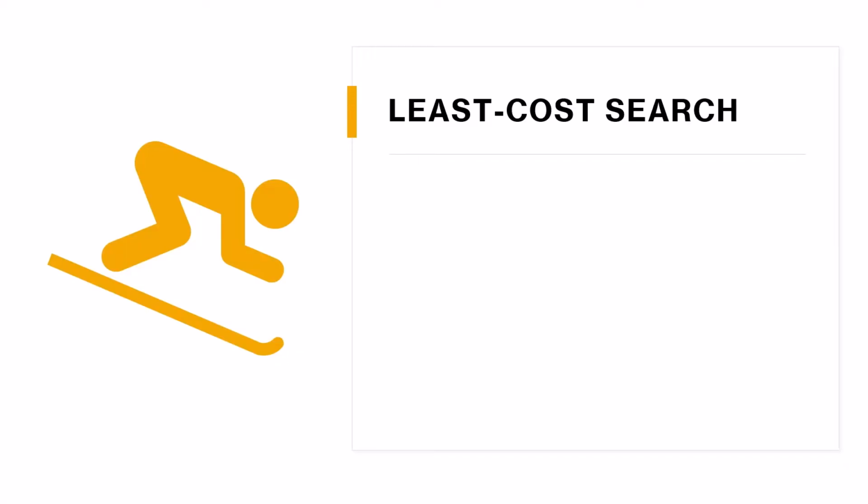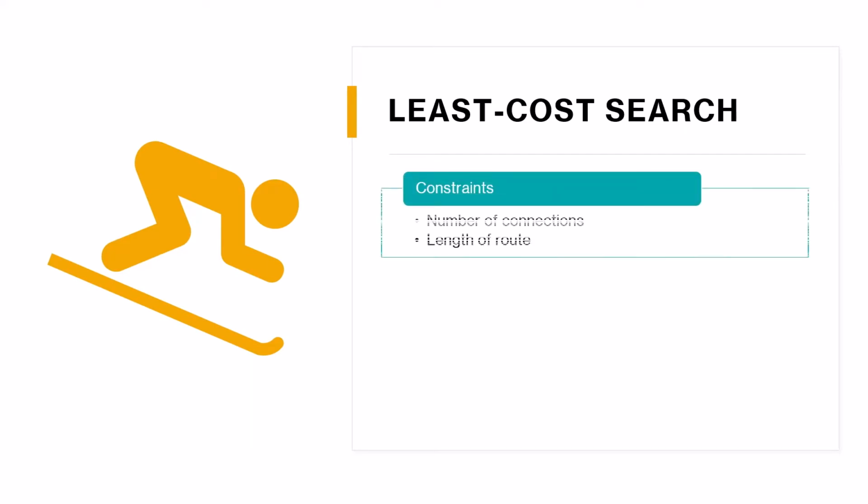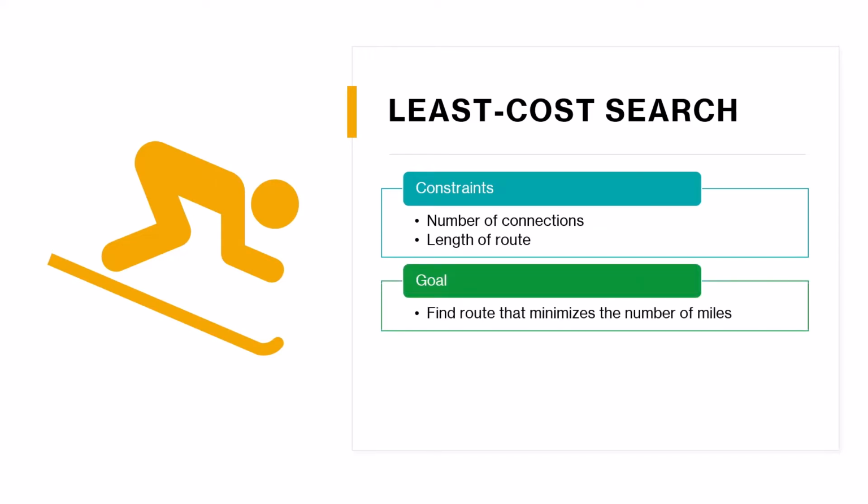Now, you know from the last session that in terms of our case study, there are two constraints that the passenger would look to minimize. One is the number of connections and the other is the length of the route. And we have in the last session successfully used the hill climbing search technique in order to minimize the number of connections. Today, our goal will be to find a route that minimizes the number of miles, therefore shortening the length of the route. Now, of course, we're going to be using heuristics.